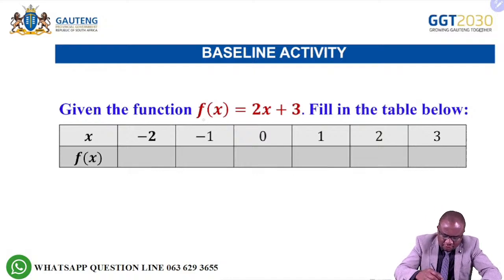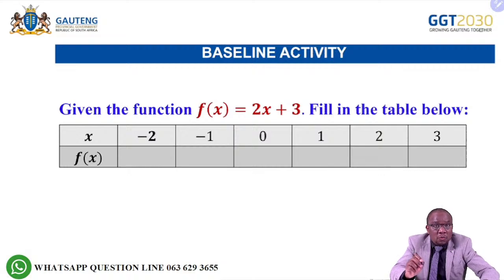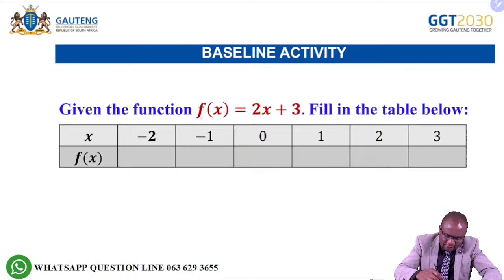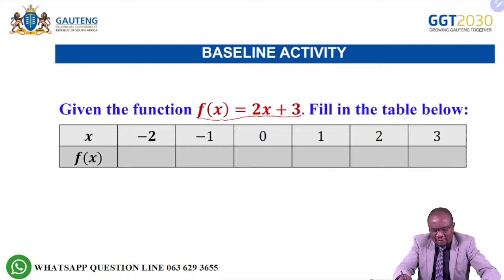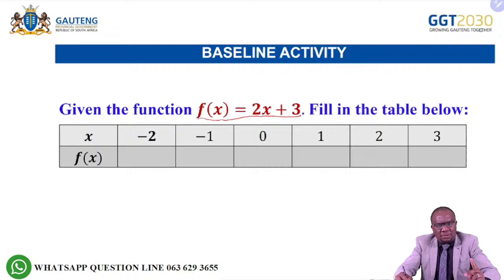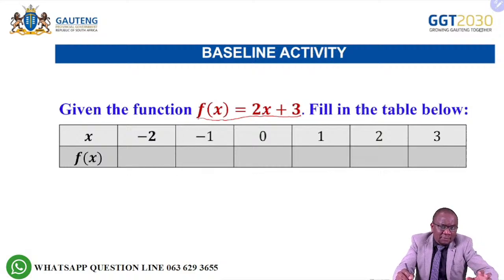Given the function f of x, you see, I've replaced y with f of x. Given the function f of x is equal to 2x plus 3, fill in the table below. I want you to do this activity in 1 minute. After 1 minute, I'll show you one of them, and then I'll give you 2 minutes after that. Those who know, you can do everything. If you're not sure of what to do, just try. After 1 minute, I'll show you, then you continue with the rest. Let's do it in 1 minute.